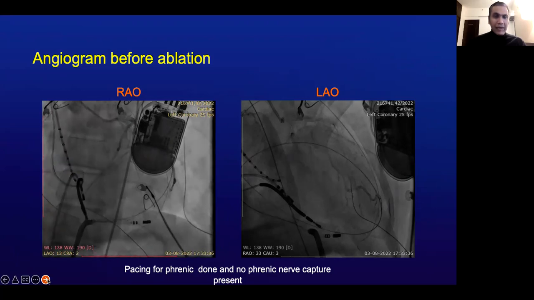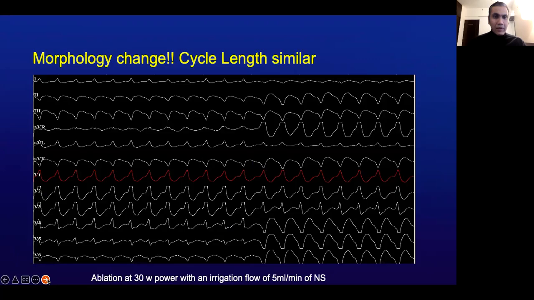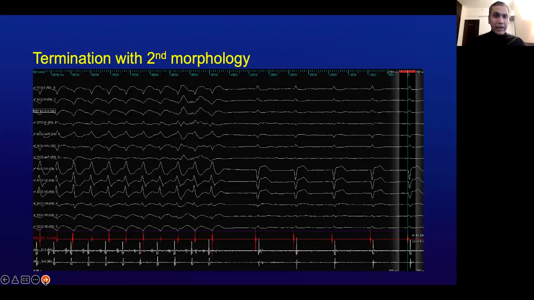We then began ablating at these sites when we noted that a change in the morphology of the tachycardia happened without any appreciable change in the cycle length, suggestive of an alternative exit from the circuit of the ventricular arrhythmia. We continued ablating at 30 watts with a lowered irrigation flow because we were in the epicardium, and finally terminated the arrhythmia with restoration of sinus rhythm.